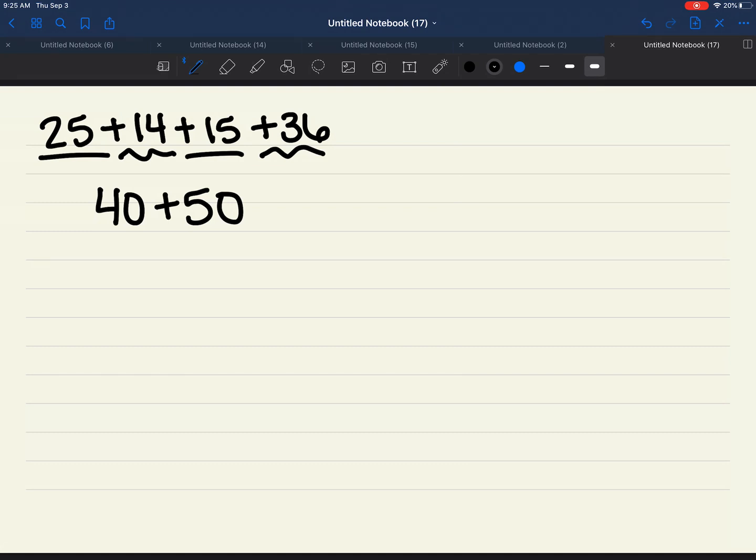Okay, what about 14 and 36? Isn't 40 and 50 a lot easier to add? Yes. Okay, all by using commutative property. That's the one, honestly, that you're going to use the most.